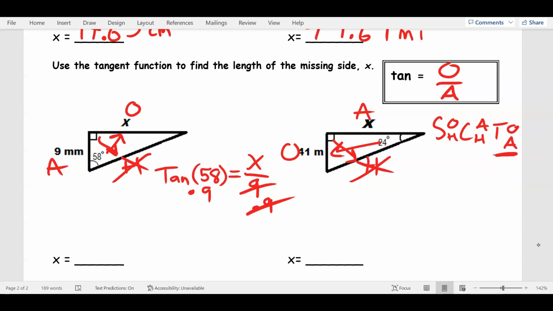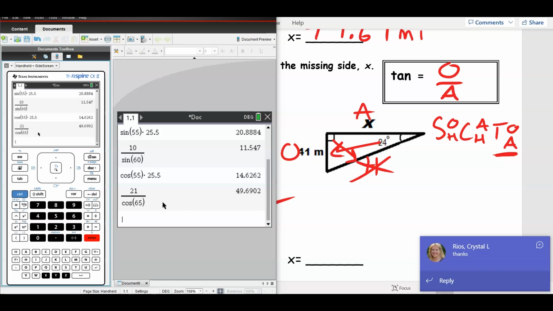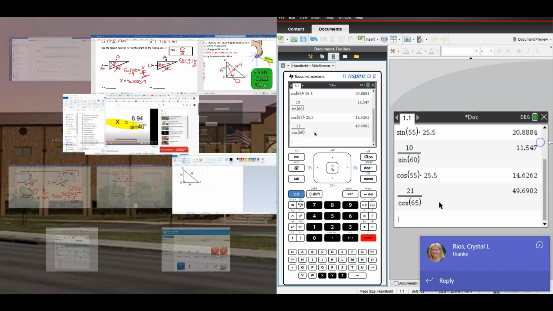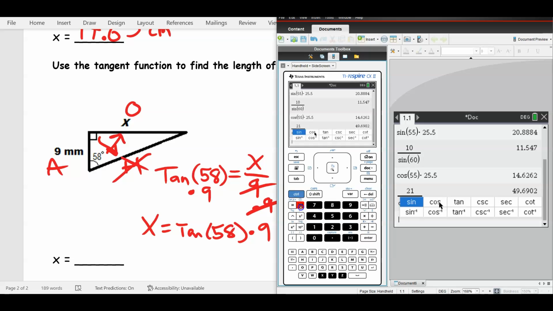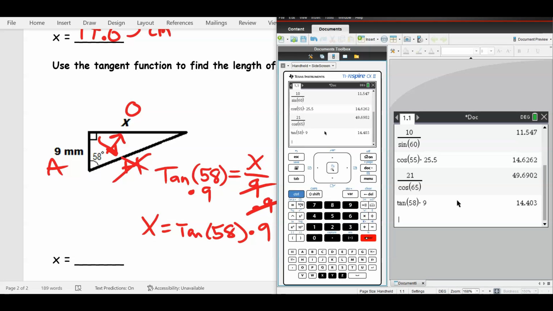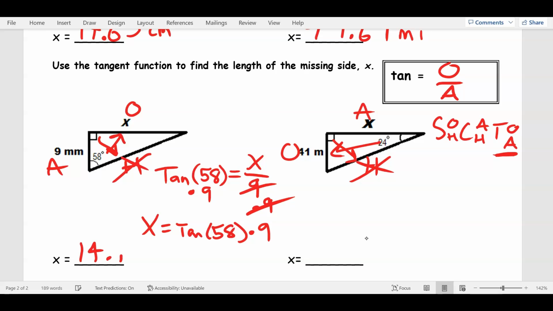Okay, so now we're going to write this out. X equals tan 58 times 9. No problem. Okay, so here we go. Tan 58, go to the right, times 9. I got 14.403. Does the 3 make the 0 go up or stay the same? What do you think? Stays the same. Very good. So 14.40 could be just 14.4, and the units of measure are millimeters.